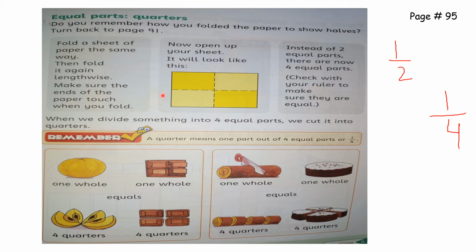This rectangle is divided into how many parts? 1, 2, 3, 4. तो जब एक ऑब्जेक्ट एक फिगर को हम 4 इक्वल पार्ट्स में डिवाइड करें तो फिर वो हाफ नहीं होता, वो क्वार्टर हो जाता है. So just like it is done here, this melon is cut into 4 equal parts. Chocolate, this wood, this cake. So every object is divided into 4 equal parts here. So this is called quarter. तो जब एक ऑब्जेक्ट 2 पार्ट्स में डिवाइड हो that is called a half, और जब एक ऑब्जेक्ट 4 पार्ट्स में डिवाइड हो तो that is called a quarter.